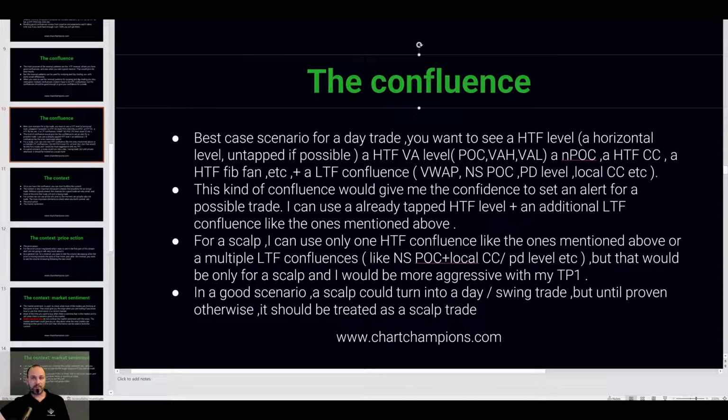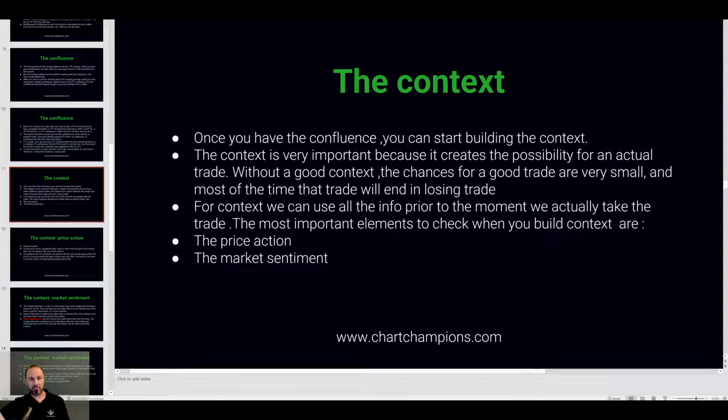Moving forward. So the first one was the confluence. Next one is the context. Once you have the confluence, then you can start building the context. I talked a bit about the context in the first part, but I want to go a bit more in depth this time. The context is very important because it creates the possibility for an actual trade. Without a good context, the chances for a good trade are very small, and most of the time that trade will end up in a losing trade.